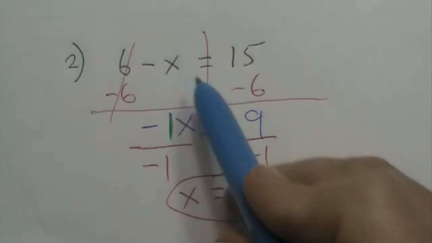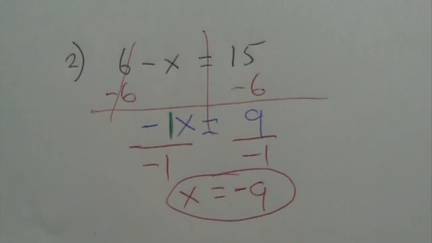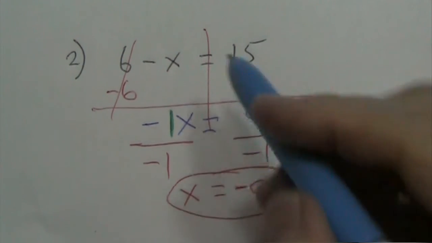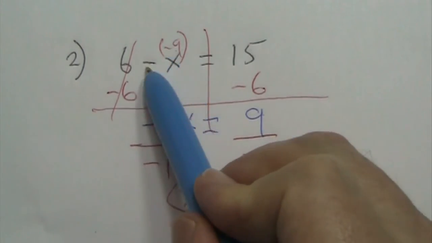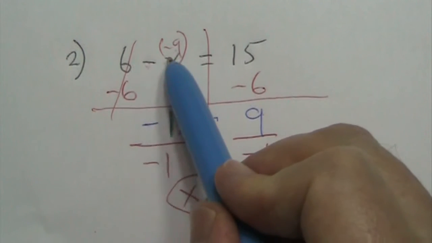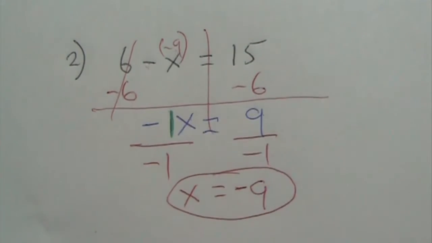To check, plug it in there. I'll do that real fast. If I put negative 9 in there, that's minus negative, that's a big plus. That's plus 9. 6 plus 9 is 15.